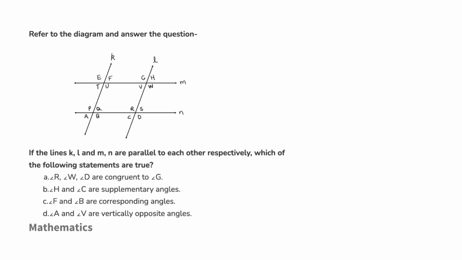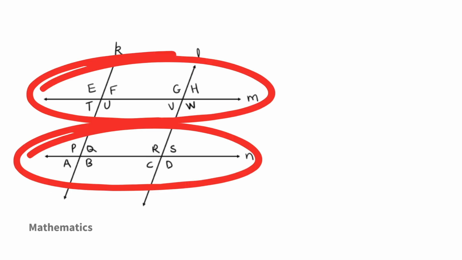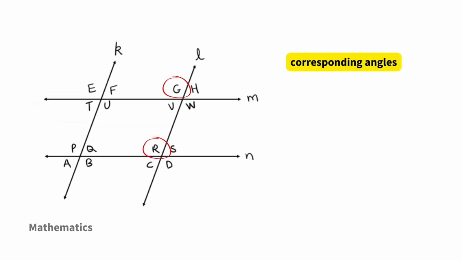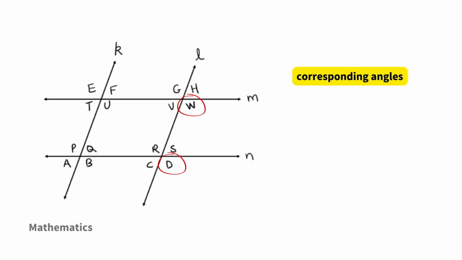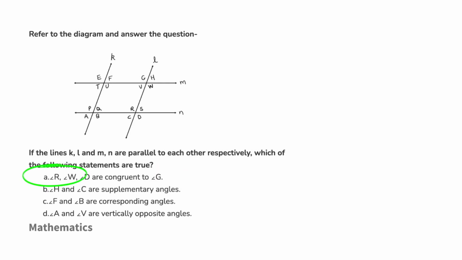So, what answer did you come up with? Here's what I see. Lines M and N are parallel. I also notice that angle G and angle R form a pair of corresponding angles. These angles are equal. I also see that angle G and angle W form a pair of vertically opposite angles. Therefore, angle G equals angle W. Moreover, angle W equals angle D as they form a corresponding pair of angles. Knowing this tells us that the correct response is letter A.